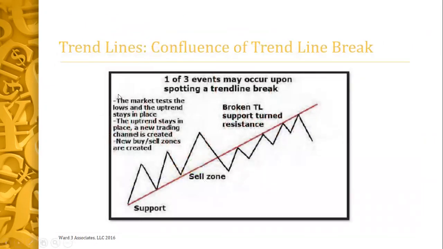All right. So what happens when there's a trend line break? One of three things actually happens. The first thing is the market retests the lows, and the uptrend stays in place. A new trading channel is created, and new buy and sell zones are created.